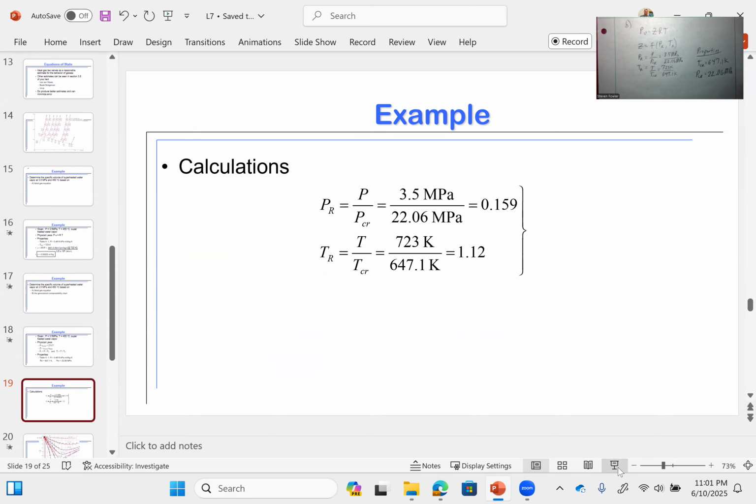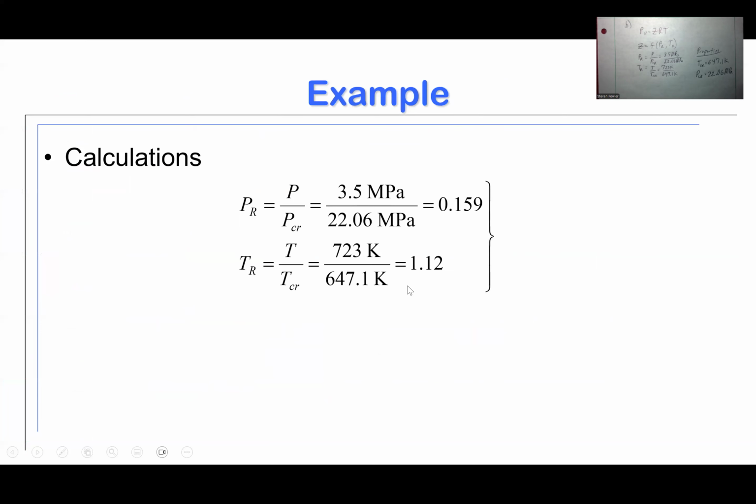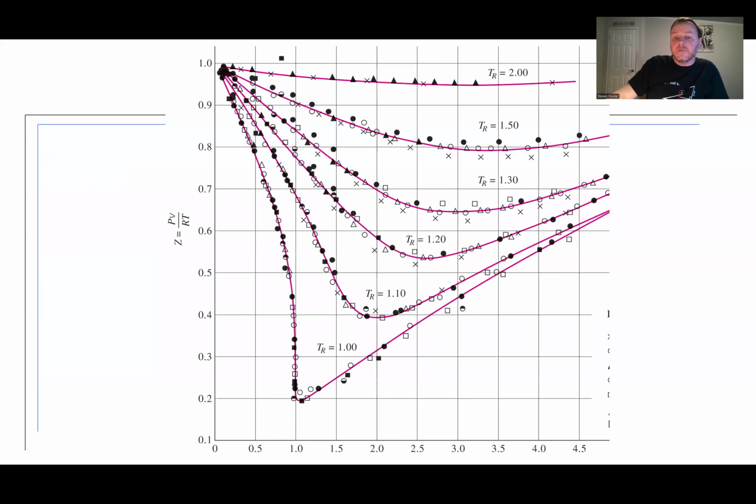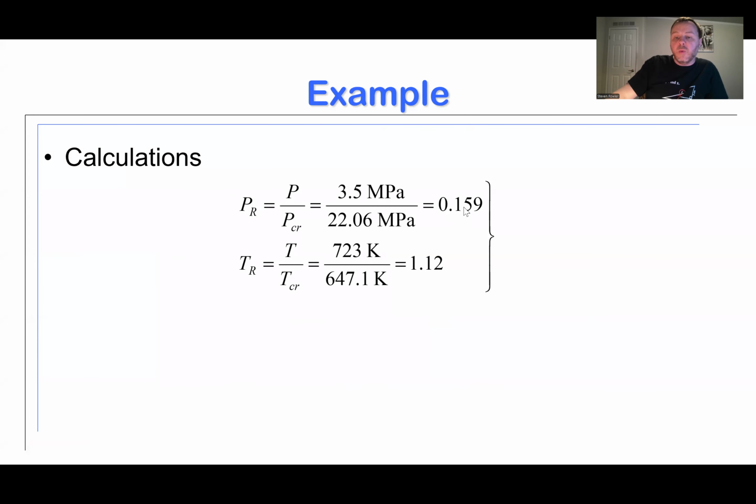We found these, right? So far so good. We can actually compute those then. So we've got values. How do we find Z? Well, we go to this chart. And okay, so what do we got there? 0.16 roughly is our reduced pressure. 1.12 is our reduced temperature.